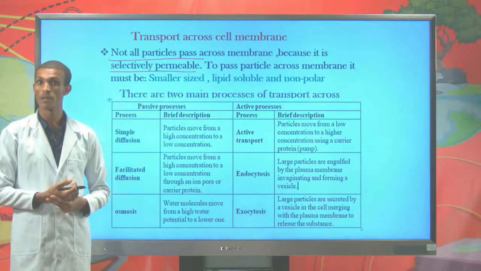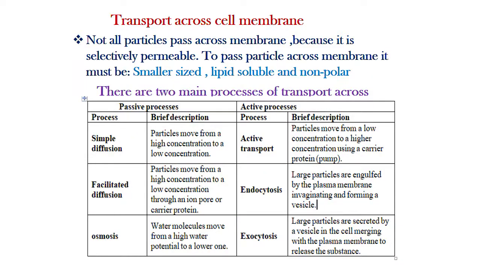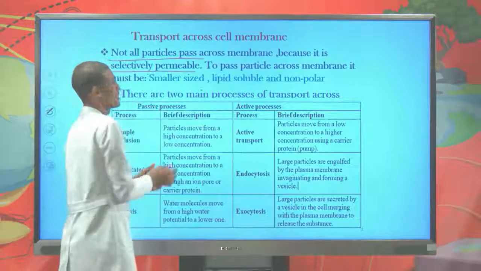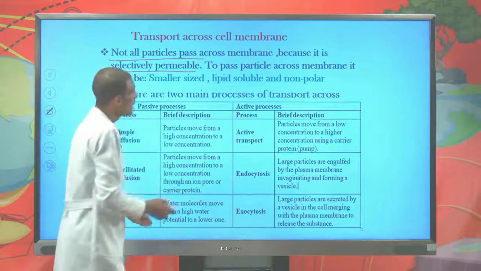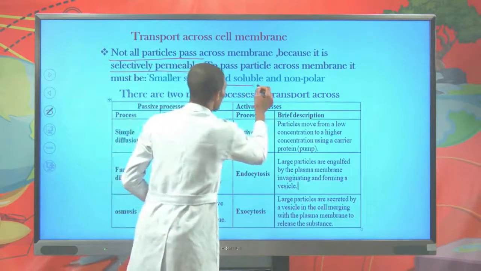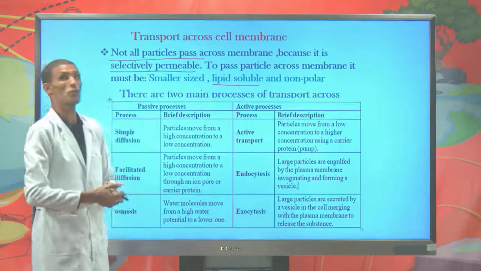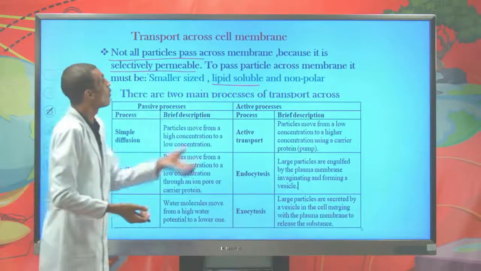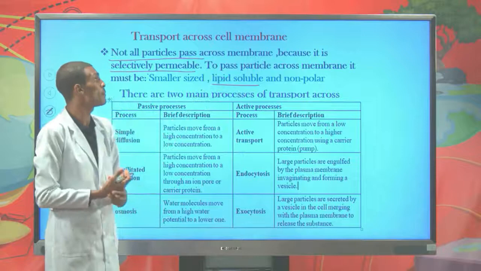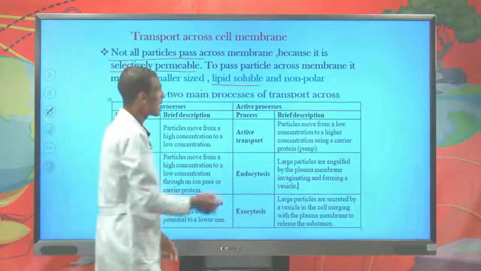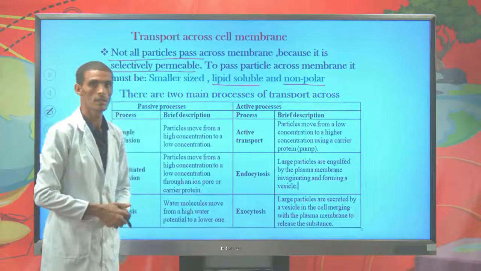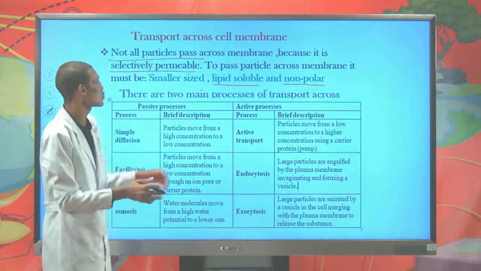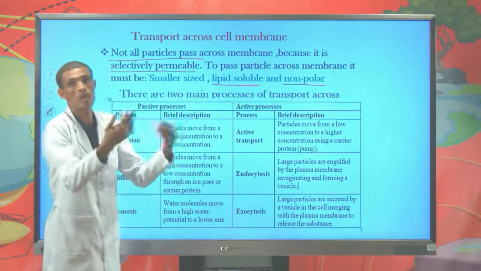Well then, when you say selectively permeable, a substance that is small sized must be allowed to pass through the pores of the membrane. And again, because the plasma membrane is made from a phospholipid bilayer, only lipid soluble particles can pass through it. And again, non-polar particles can pass through it. The plasma membrane can select which substances are allowed to enter and pass.